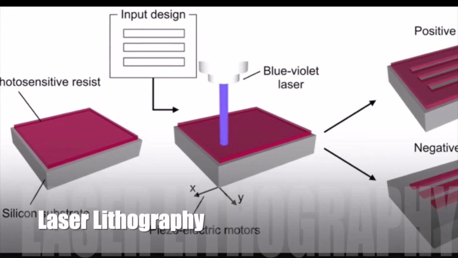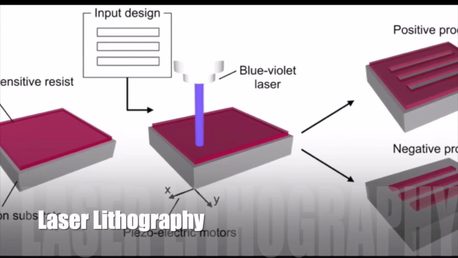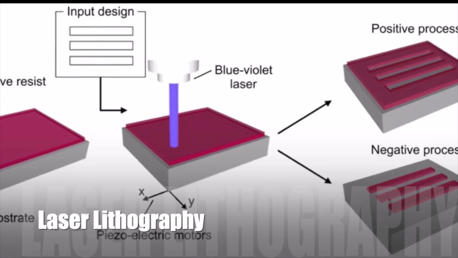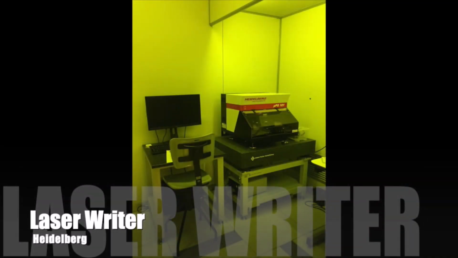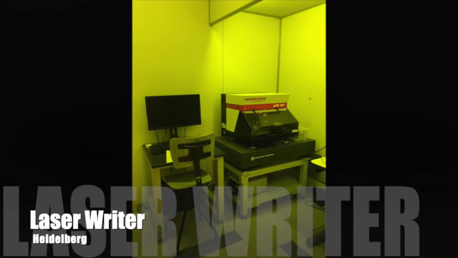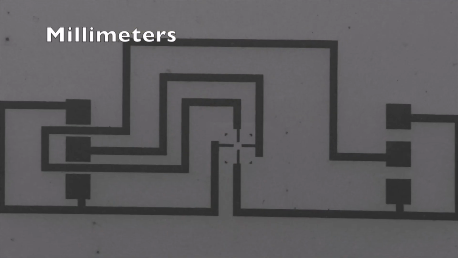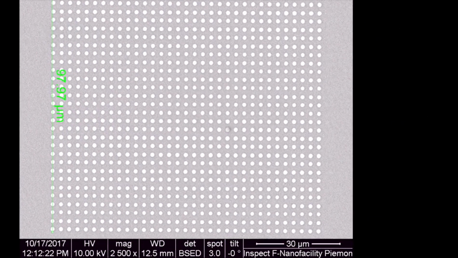In contrast to the optical process, laser lithography is a sequential one in which a blue laser impresses the resist. The substrate is moved according to a CAD using piezoelectric motors. Such a process allows the resolution to be reduced down to 800 nanometers.